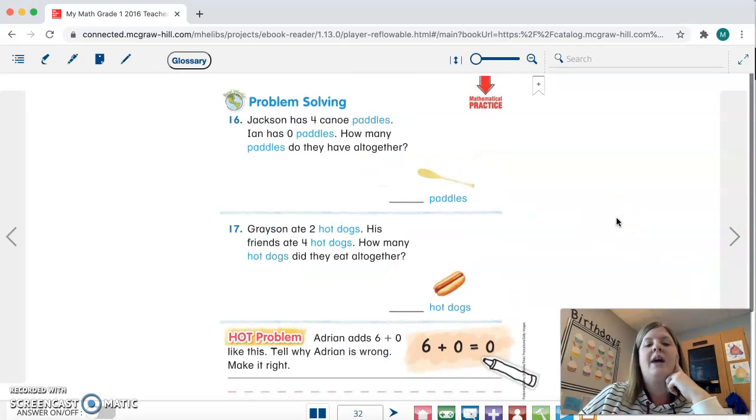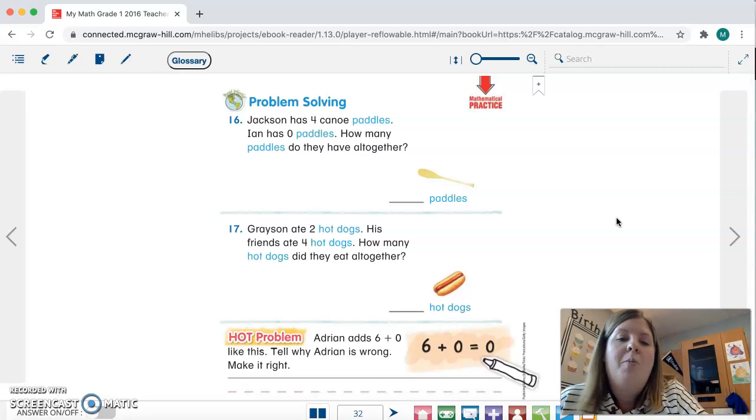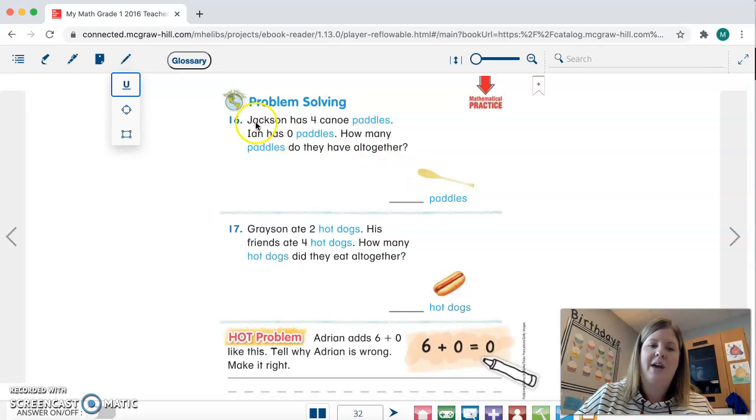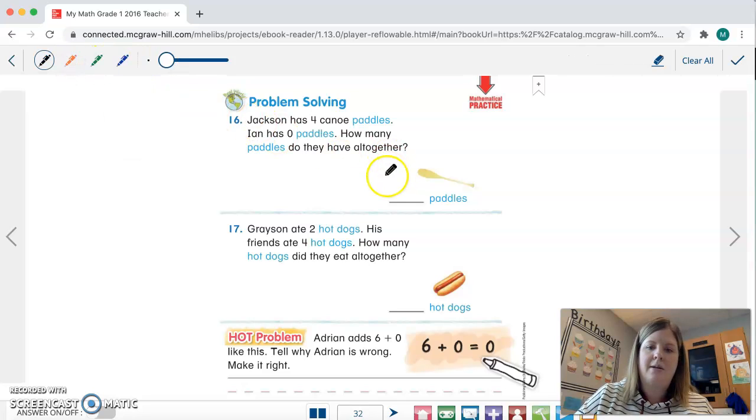All right, we are now at the back of the packet, not your homework side, but the back of your packet, okay? Number 16 says Jackson has 4 canoe paddles. Ian has 0 paddles. How many paddles do they have in all? So we're adding 4 plus 0. So how many do we have? 4. We're going to write a number 4 on the line because we know we only have 4 paddles.